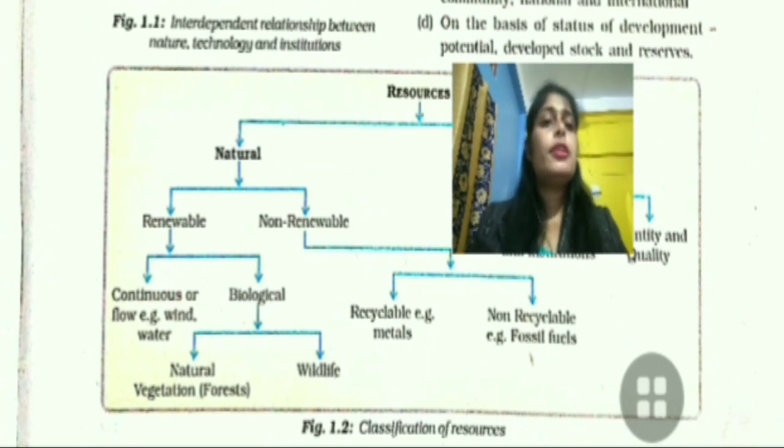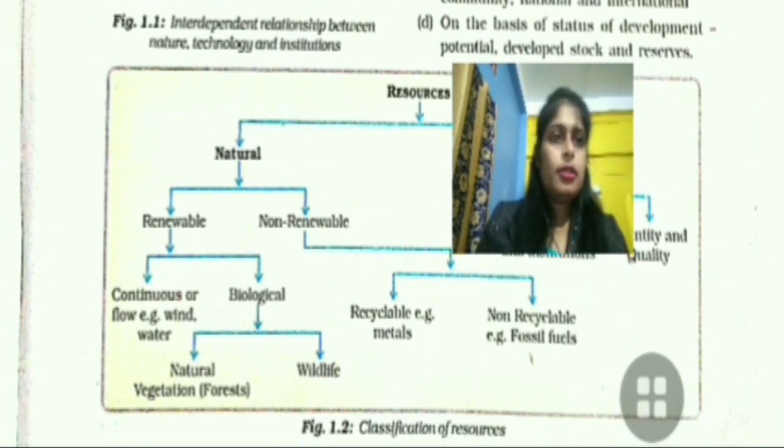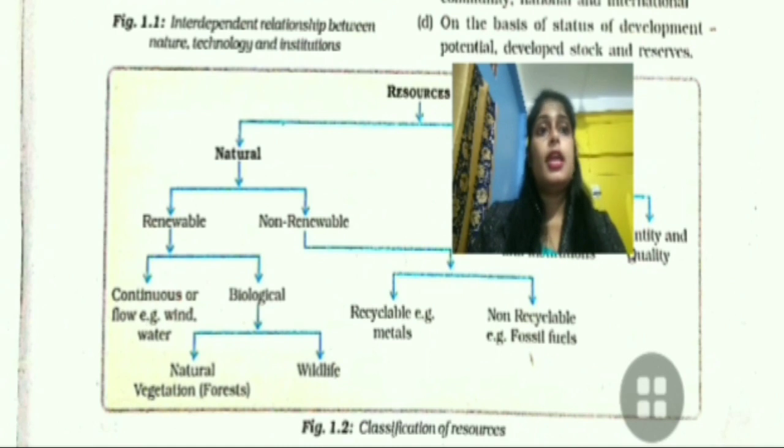Non-renewable resources are again divided into two types. One is recyclable, that is metals. The other is non-recyclable, that is fossil fuels, for example coal, petroleum, etc. Coal we cannot recycle, petroleum we cannot recycle. It takes millions of years to form.